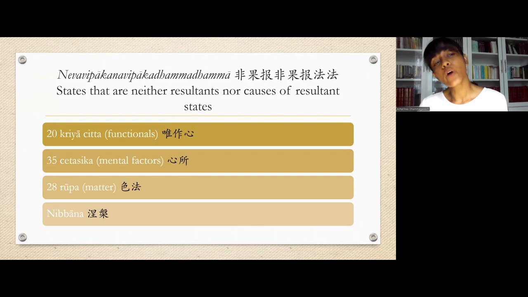So now we move on to the third term, Nevavipākanavipākadhamma: states that are neither resultants nor causes of resultant states. Under this term, we get 20 kriya citta and 35 cetasika, the 28 rupa and Nibbāna.